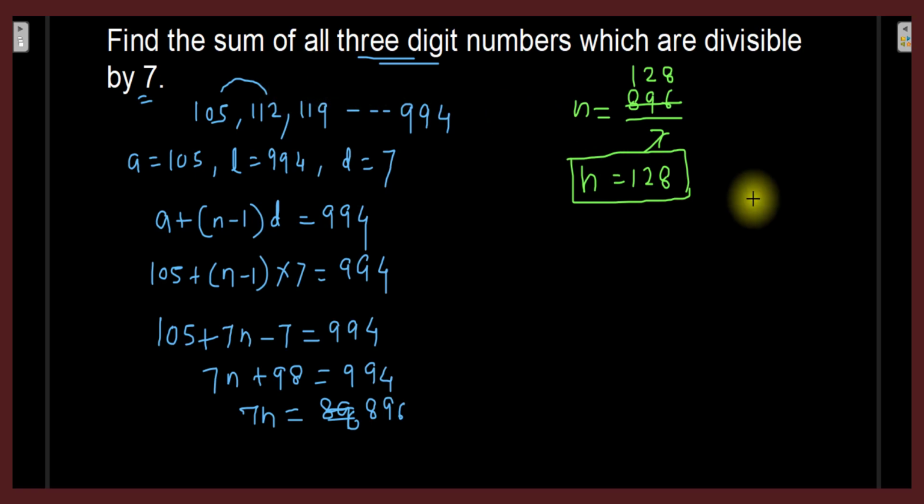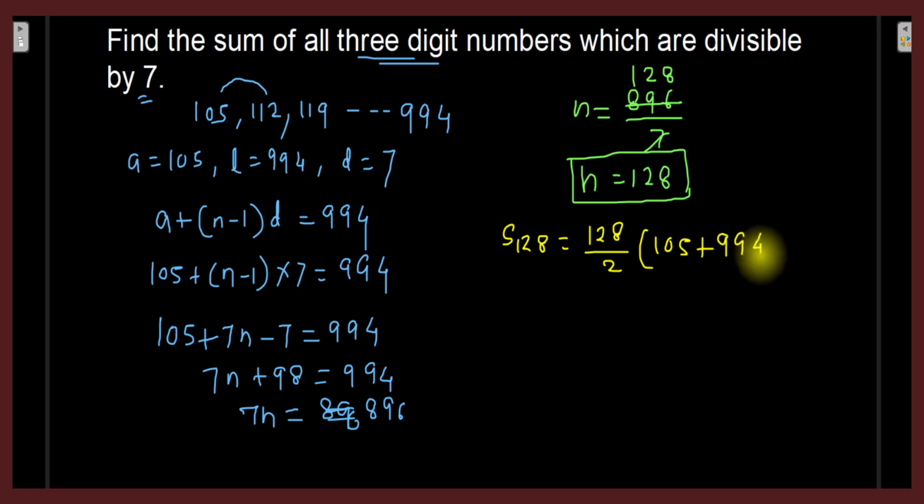And now what we have to find? We have to find the sum of all these 3-digit numbers. Means we have to find S128. So S128, that is equal to n by 2. Correct? n by 2 will be 128 upon 2 into bracket A. A is what? That is A is 105 plus L. L is what? Last term, that is 994.